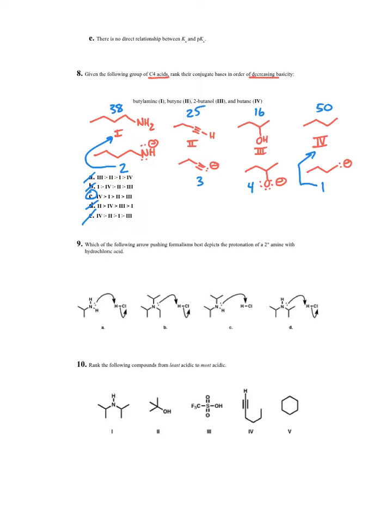So moving on to question 9. Which of the following arrow-pushing formalisms best depicts the protonation of a secondary amine with hydrochloric acid? So you're looking for how does this base, which must be a secondary amine, react. A secondary amine is one that has 2 carbons and 1 hydrogen, with HCl.